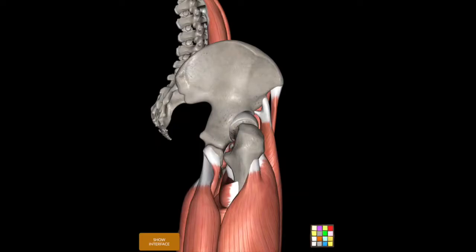Kia ora everyone, welcome to this video on the muscular compartments of the proximal lower limb. In this video we'll look at the gluteal compartment and also the anterior compartment of the thigh.